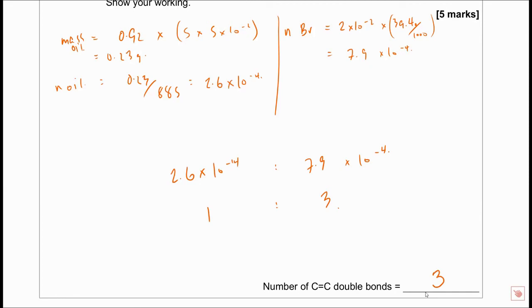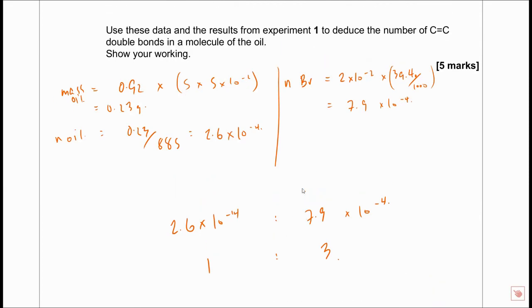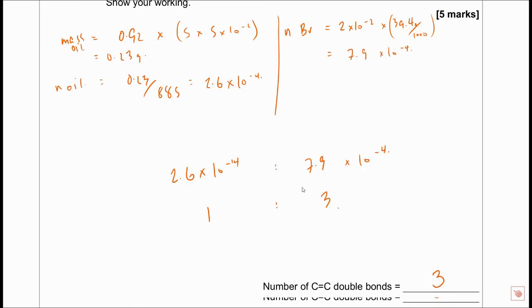So there we go. 3. Easy. It's not too bad, actually. It's a lot harder when I looked at it than it actually was in reality.